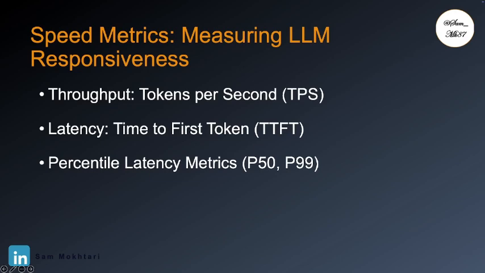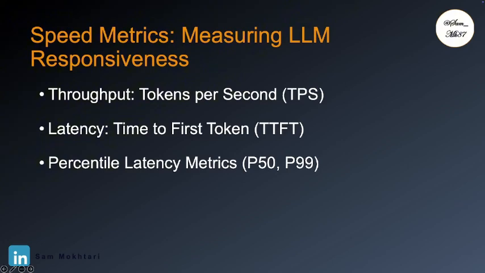Now let's go to the second pillar, which is speed. Speed metrics help us evaluate how quickly an LLM can process input and generate output, which is a crucial factor in determining its real-world usability.